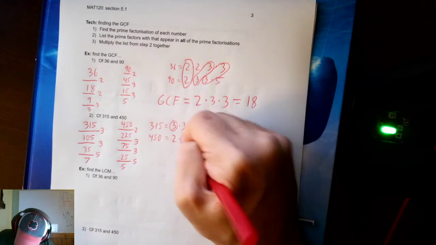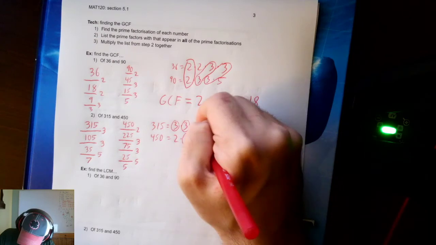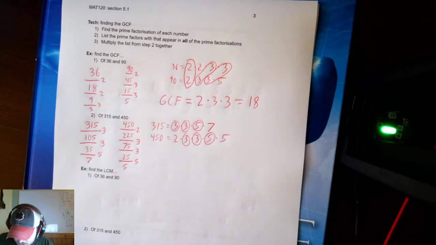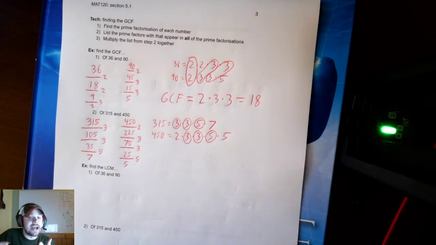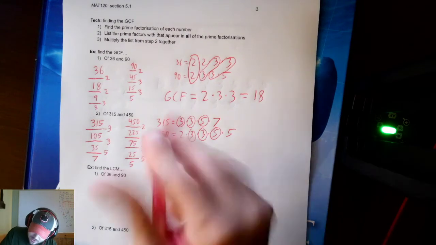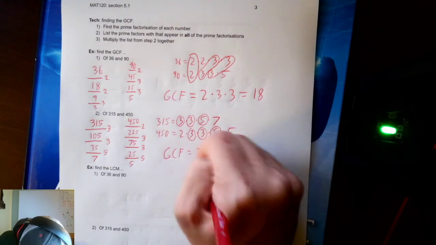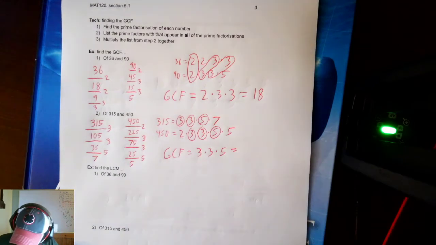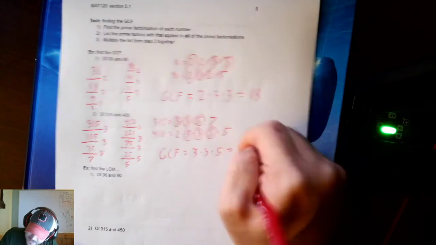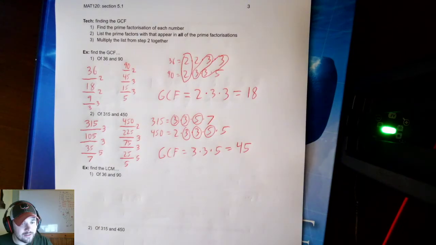Well, they've got one 3 each, a second 3 each, a 5 each, and then this has an extra 7, and this has an extra 2 and an extra 5, but those are not shared. They're not in common, so I won't use them. I don't need them. So the GCF is equal to 3 times 3 times 5. I take the ones I circled. 3 times 3 times 5 is 45. 45 is the GCF of these two numbers.